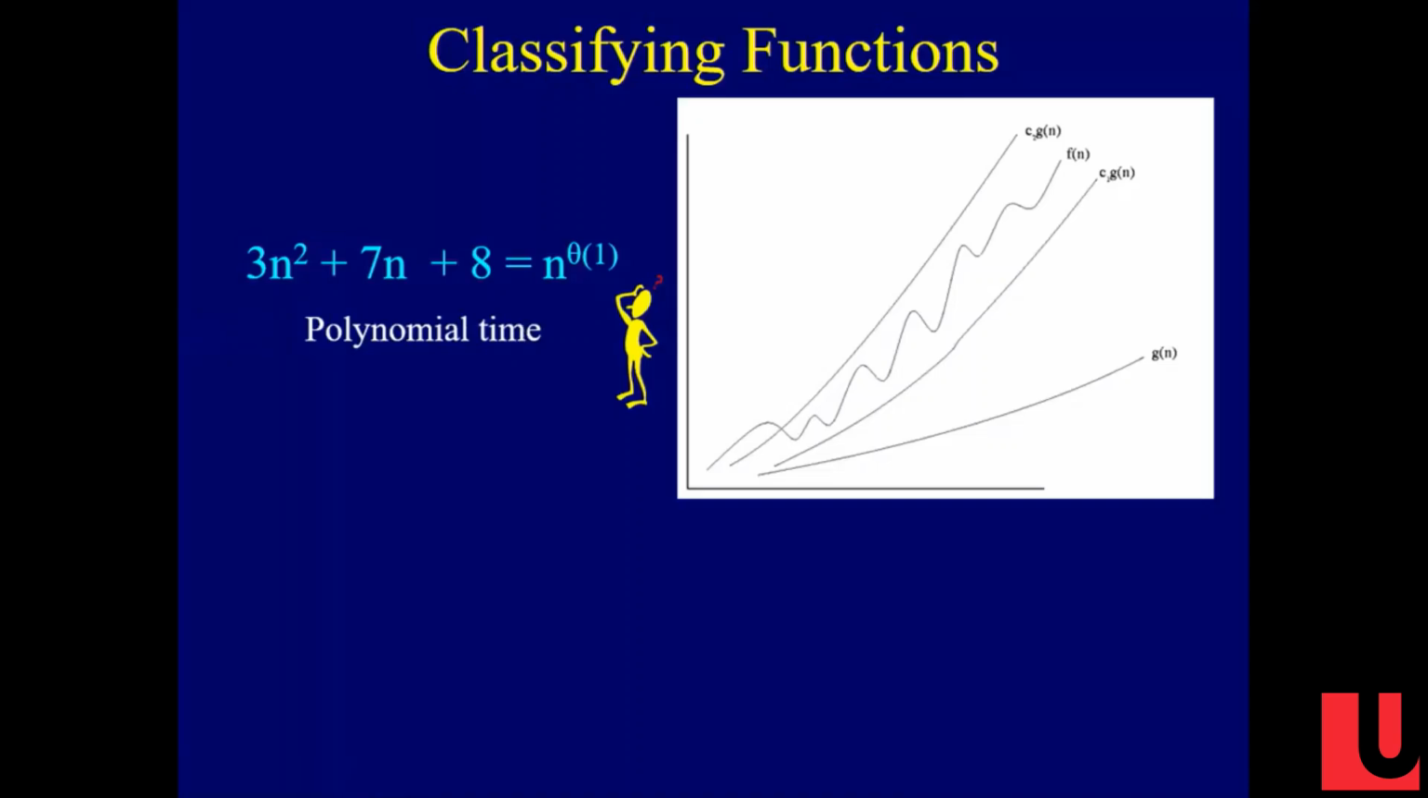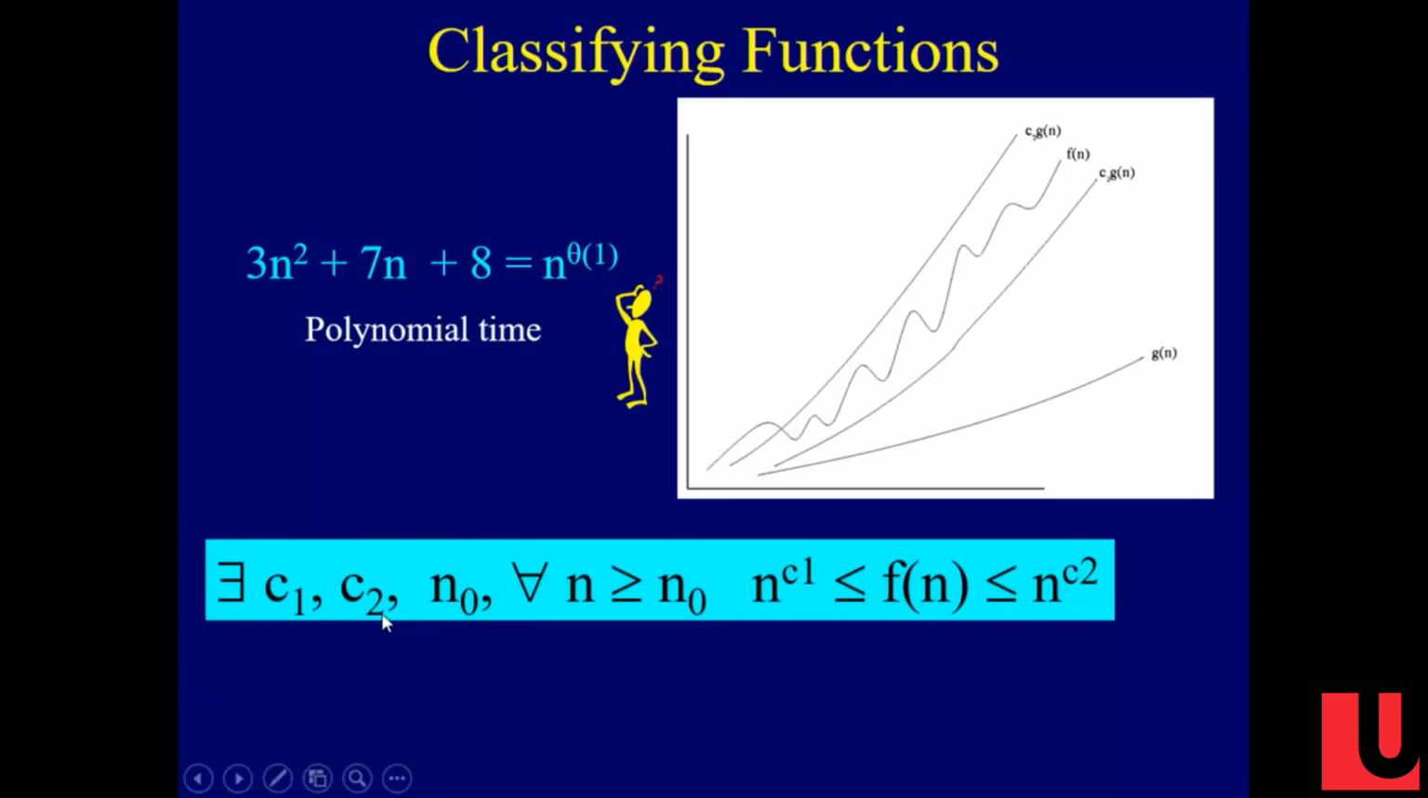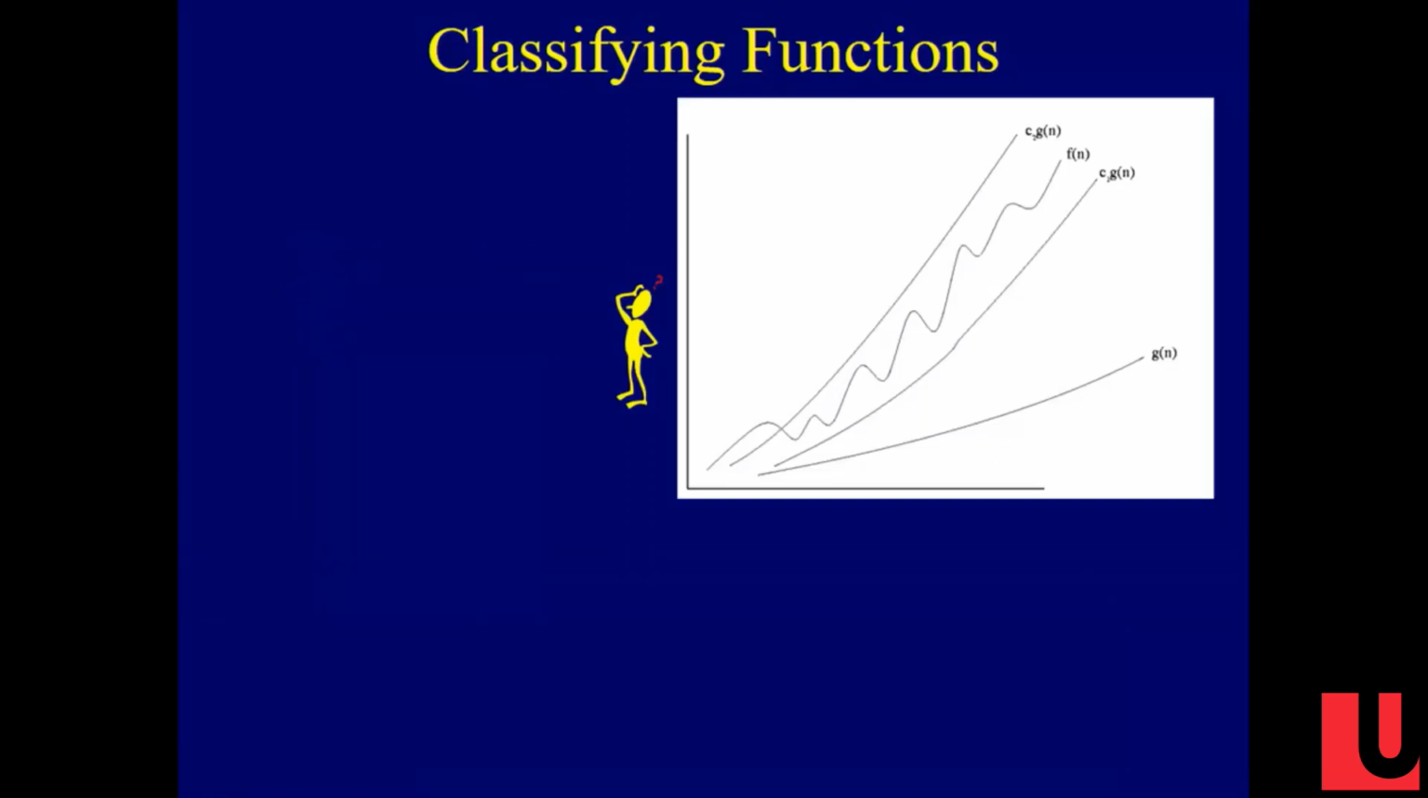Let's write it down, what it means. I'm going to say it's polynomial time. It's n to some constant. What's a polynomial? n to some constant. So what's the formal definition here? There exist two constants so that for all big n, f of n is bigger than n to the one constant and less than n to the other constant. Does that make sense? Everybody following that? It's just nice notation.